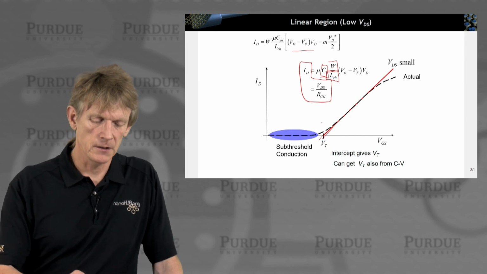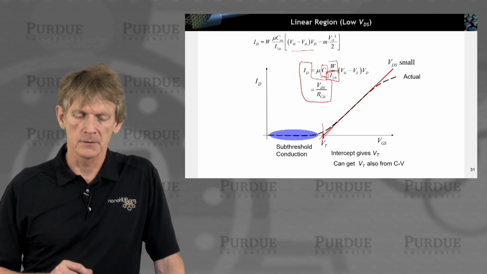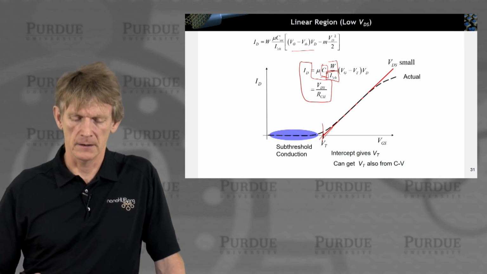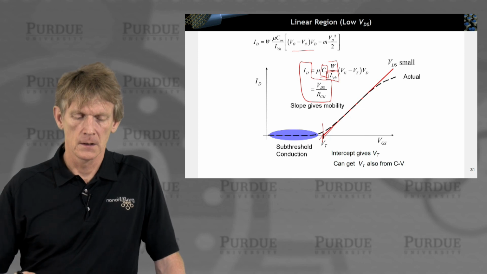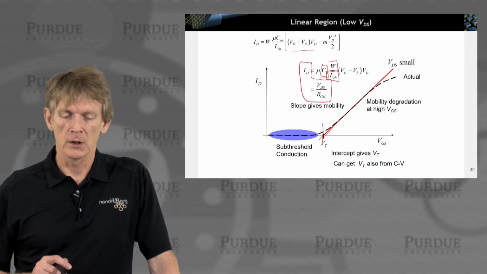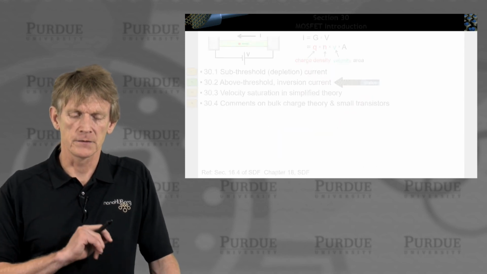inversion. So down here you have the sub-threshold conduction, and in reality, of course, this is smoother. It's not just a ramp-like feature. And the slope gives the mobility. Good. You will have mobility degradation at high gate source voltages.